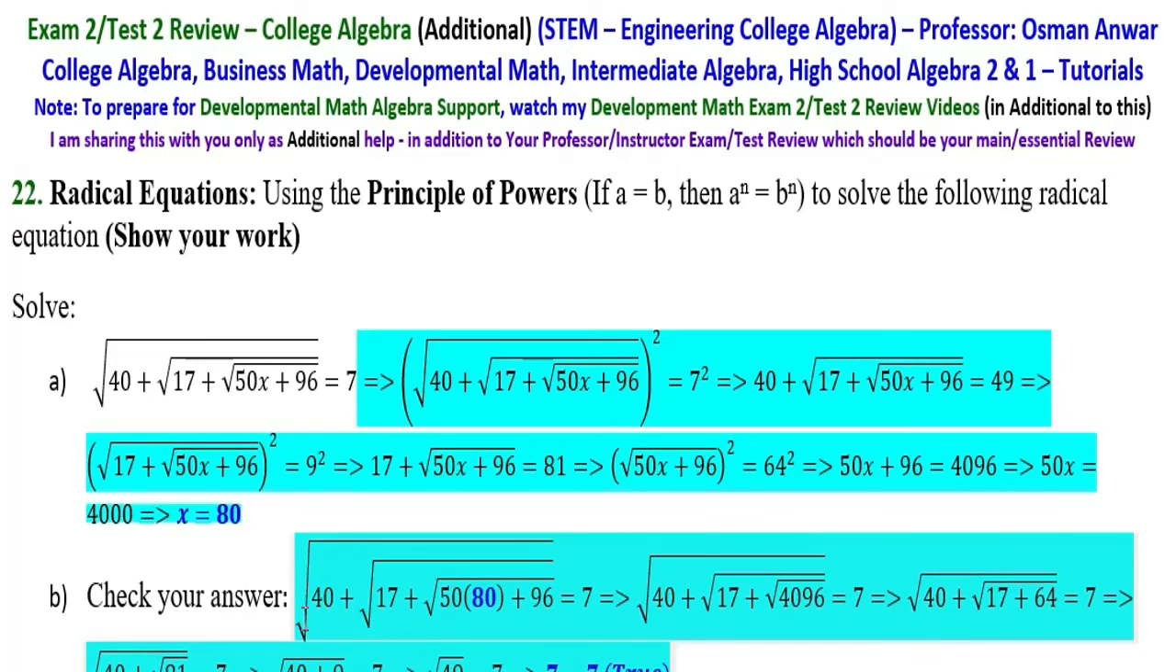Now to check your answer: square root of 40 plus square root of 17 plus square root of 50 times 80 plus 96. Simply substitute x by 80. So this is square root of 40 plus square root of 17 plus square root of 4000 plus 96, which is 4096. Is it equal to 7? So that is square root of 40 plus square root of 17 plus square root of 4096, which is 64. Is it equal to 7?